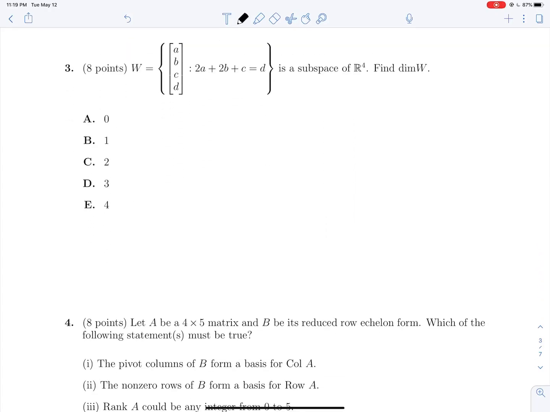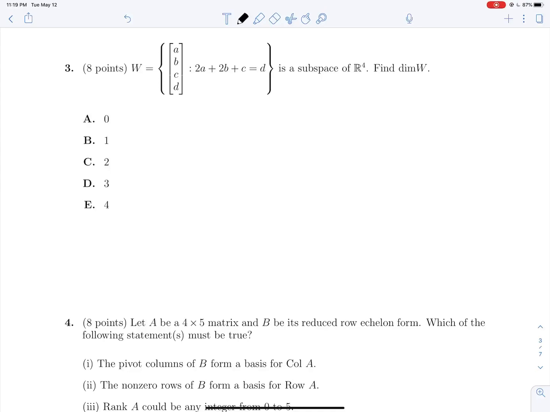Number 3, this is a subspace of R4. We're finding the dimension of it. This is a little bit of a weird thing to wrap your head around, but I hope this explanation helps a little bit. Let's walk back and use a slightly simpler example, then a slightly more complex example, and then we'll work all the way up to this one.